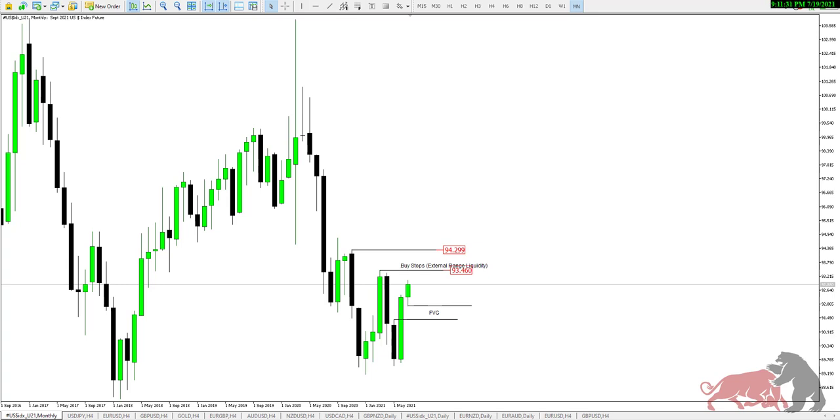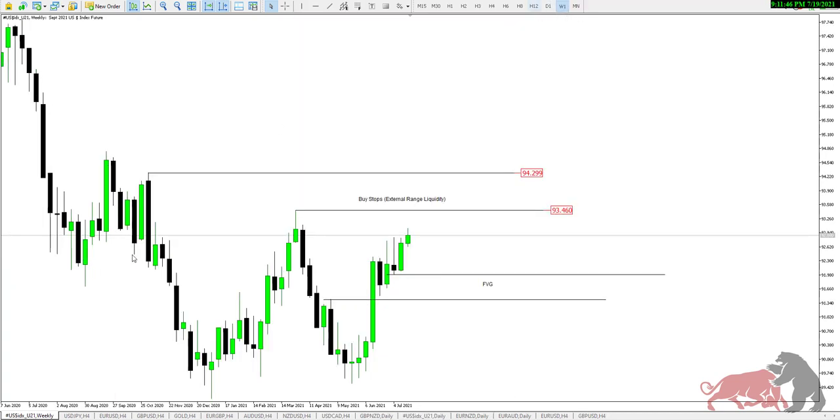Our PD array metrics, we don't have much in terms of premium that is going to provide resistance on a monthly chart. But on a weekly chart, which is where we're gonna go now, you can clearly see that we've got this bearish order block, and price is right at the 50% mean threshold of this weekly bearish order block.